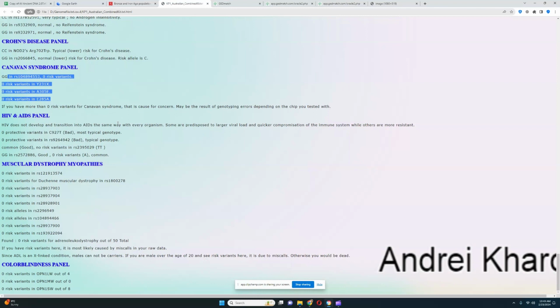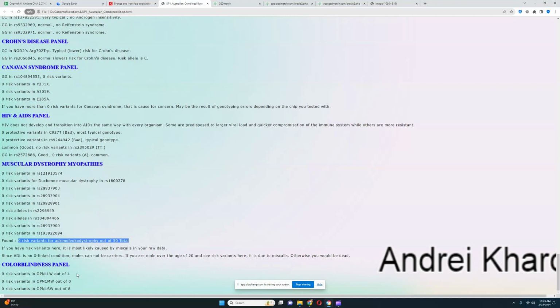For the HIV and AIDS panel, it looks like he does not have any protective variants from HIV. Protective variants from HIV are most common in Europeans, and it's not surprising that he does not have those variants because he's not even close to European. I think I've seen non-Europeans with them though, but it is still most common in Europeans. And for muscular dystrophy myopathies, it looks like zero risk variants for all of them. Really good to see. Zero risk variants for adrenoleukodystrophy out of 50 total. Really good to see. No ADL.